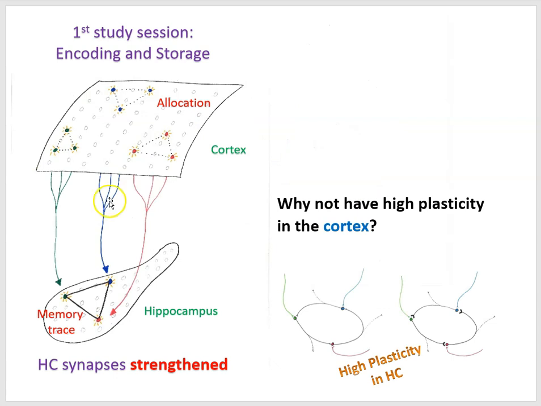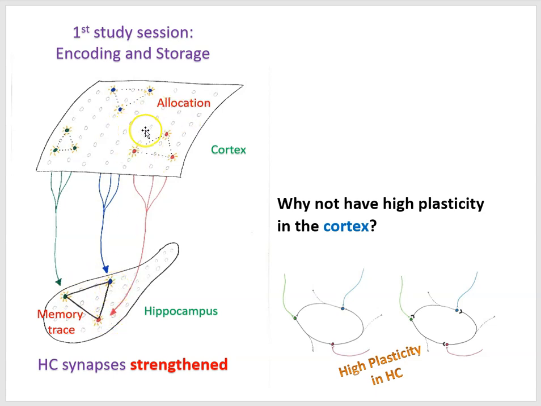But we'll end here with this question. Why not just have high plasticity in the cortex? Right, so we said the hippocampus, those neurons have high plasticity. They respond with a lot of growth to just one learning episode. Then you can make strong memory traces here in the hippocampus with one learning episode.